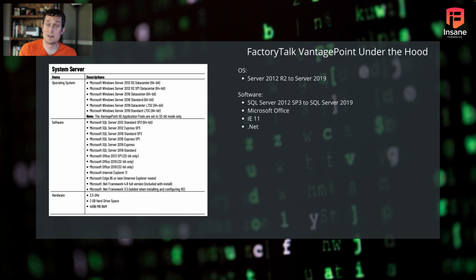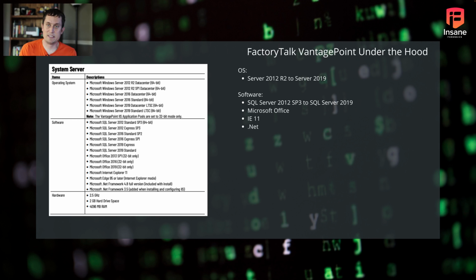Likewise, when we begin to look down on software, we know the actual database is going to be SQL Server. So again, we're going to have SQL Server protocols, SQL Server logs, everything related to SQL Server could be at play. Also on software on here, we learned that, hey, Microsoft Office is likely there. IE11, this is probably .NET based.